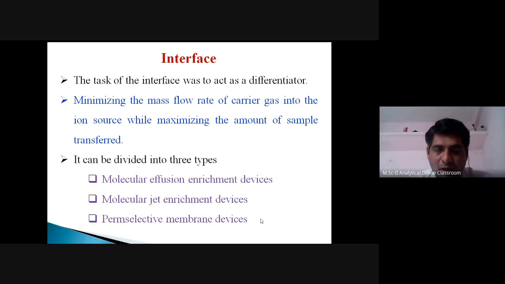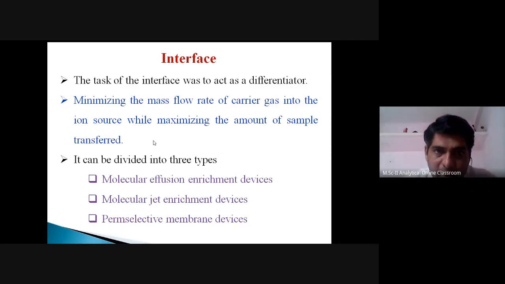Now let's see the interface. Always remember, the main task of the interface is to be a differentiator, meaning to make the difference. And this difference can be made by the interface by minimizing the mass flow rate of the carrier gas into the ion source while maximizing the amount of sample transferred. So what is the meaning of this line?